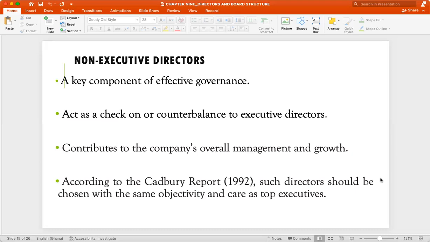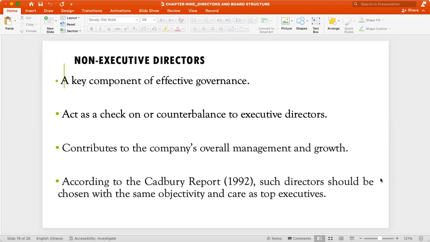Okay. So let's look at non-executive directors. I've tried explaining what it is previously. A key component of effective governance. So you don't want a board that will be dominated by just the executive directors. It would have been better if you didn't have a board in the first place. Okay, so non-executive directors are key in ensuring effective corporate governance. They act as a check or counterbalance to executive directors. We should know that by now. Contributes to the company's overall management and growth.